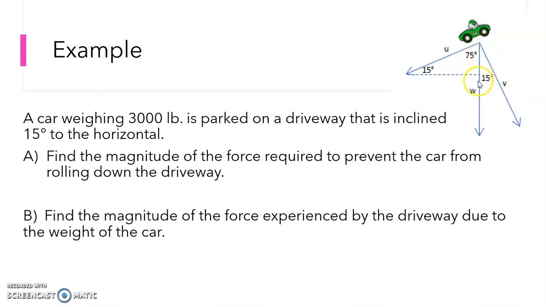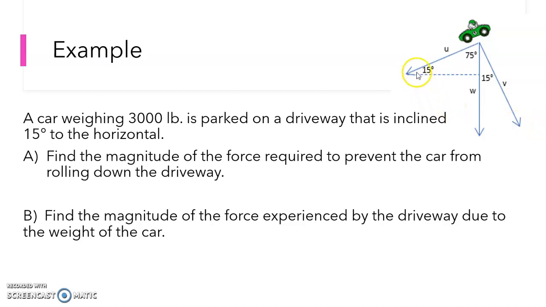The W vector is the weight of the car. That represents the force of the earth pulling down on the car. Now, U is the vector that would be the car's desire to roll down the driveway. And V is the vector that describes the force experienced by the driveway. So that would be the perpendicular force to the driveway.